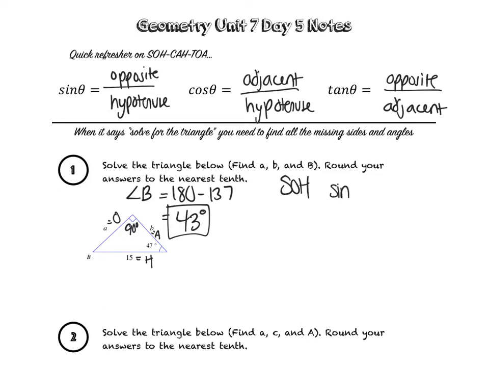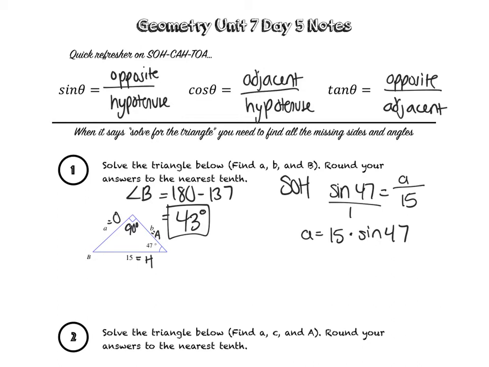So I'm going to say sine of 47 degrees is equal to the opposite of the 47-degree angle, which is A, over the hypotenuse, which is 15. This is like what we did the previous day. We're going to put it over 1 and cross multiply. So we have A equals 15 times the sine of 47.